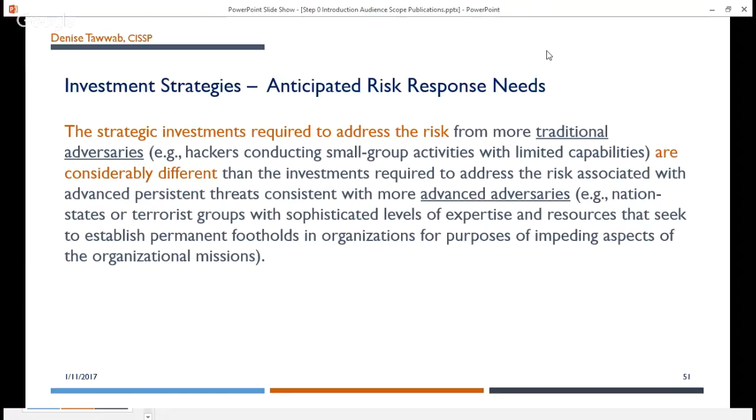The strategic investments required to address the risk from more traditional adversaries, for example hackers, are considerably different than the investments required to address the risk associated with advanced adversaries who present what's called an advanced persistent threat. That could be nation states or terrorist organizations with sophisticated levels of expertise and a whole bunch of money that are seeking to establish permanent footholds in organizations for purposes of impeding the mission of those organizations. But the strategic investments required will be different. If you're looking at your traditional everyday threats, you're spending less money than if you're facing advanced adversaries.